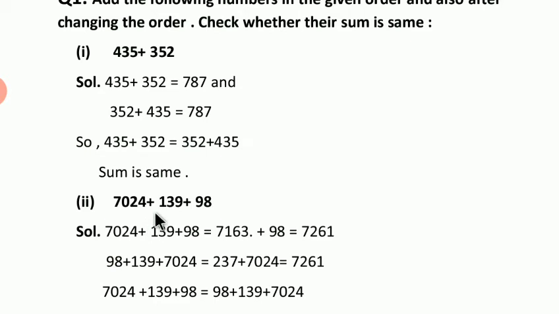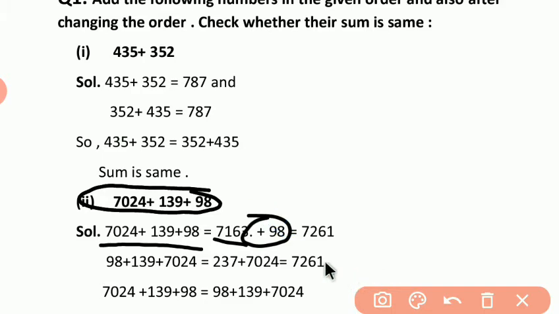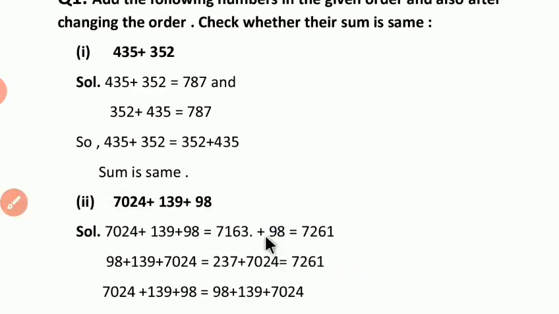Second one, 7024 plus 139 plus 98. Here first we will add in the given order. First we will add 7024 plus 139. So we will get 7163. After this we will add 98. So 7261. Now we will change the order of the numbers.